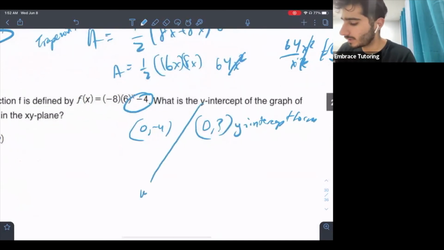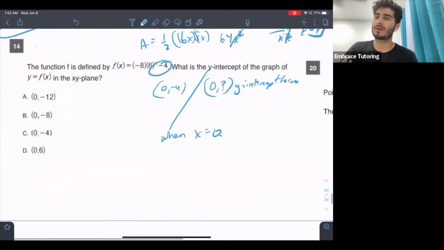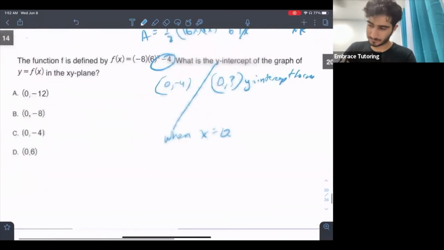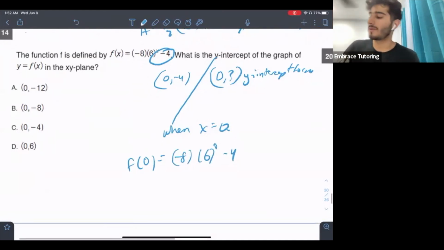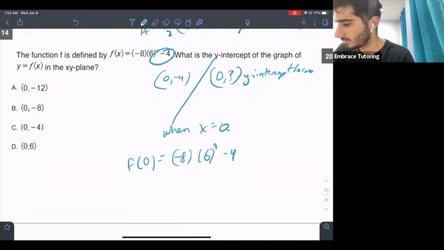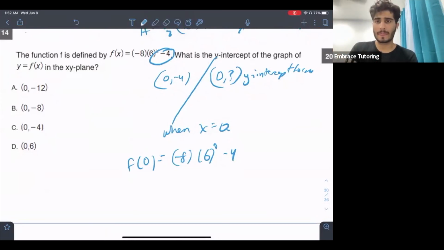The y-intercept is when x is equal to 0. And since this isn't in the y is equal to mx plus b form, you would have to do f of 0 is equal to -8 times 6 raised to 0 minus 4. 6 raised to the 0 is 1. So -8 times 1 is -8, minus 4 is -12.